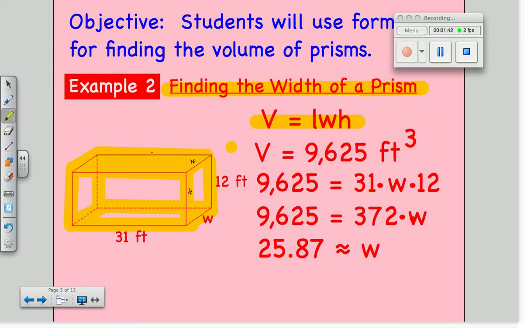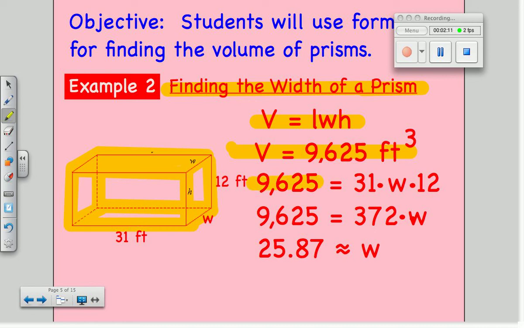So this one's a little bit different because this time they give us the volume. We're not finding the volume. So we have 9,625 feet cubed is the volume. So we're still using the same formula. We're just filling in all the information we know. So what do we know? We know the volume. So we replace the V with 9,625.